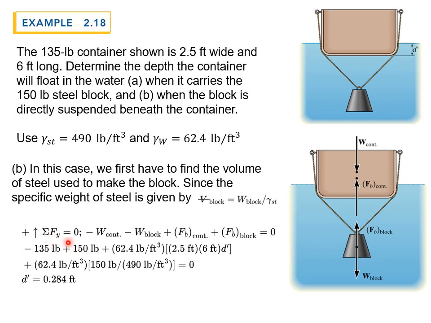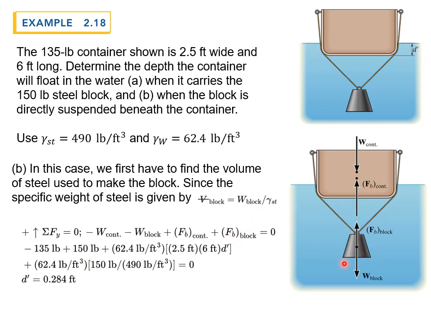So again, it's an equilibrium problem. The sum of forces has to be zero. So if you sum those forces, you take the forces going down as negative, the forces going up as positive, the two buoyant forces. It's similar to before. Here's the weight of the container. Here's the weight of the block. This is the buoyant force of the container. It's the density of the water times the volume of water displaced by the container. So it's 2.5 feet by D prime by 6 feet. D prime we don't know, that's what we're trying to find.